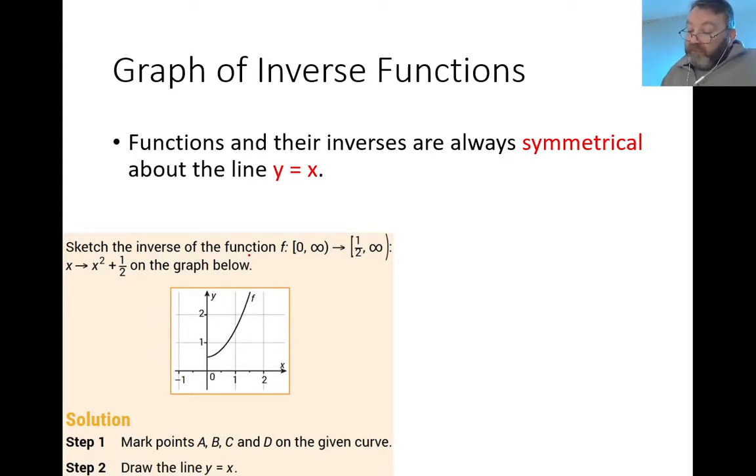Sketch the inverse of the function 0 to infinity. There's your domain. That's fine. There's your codomain.